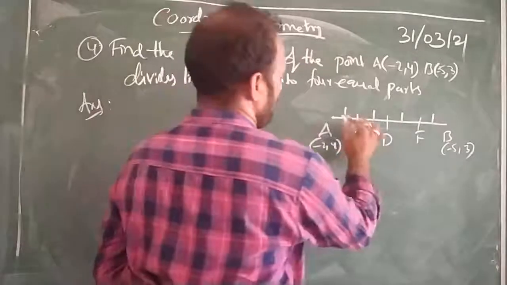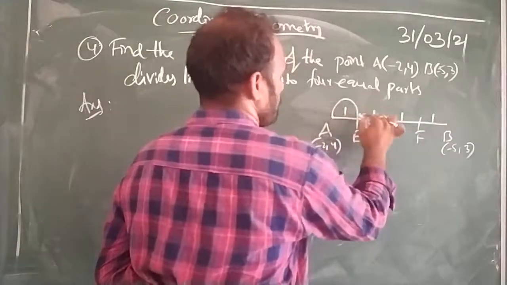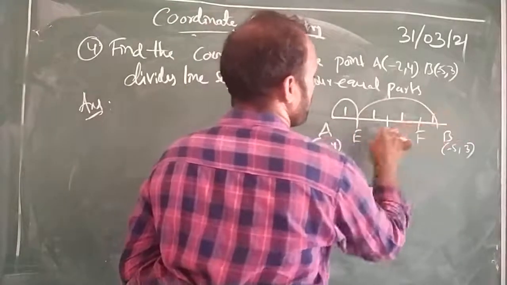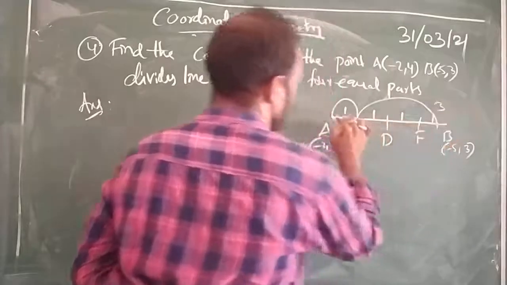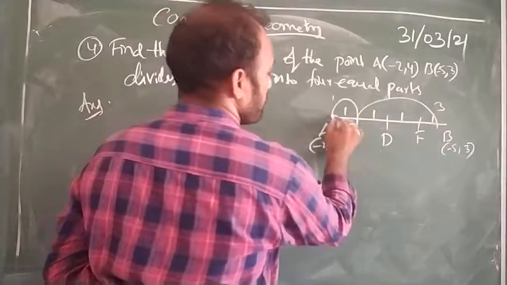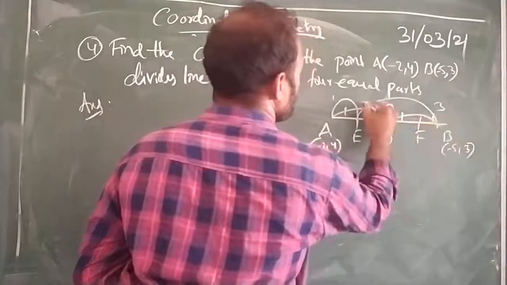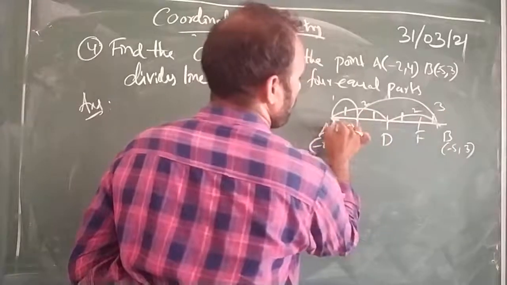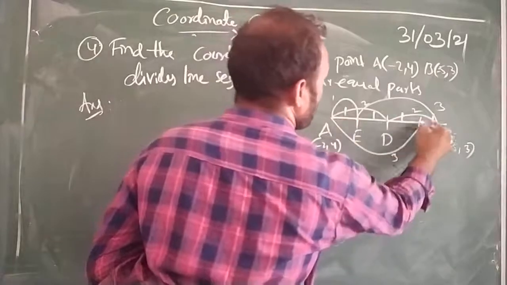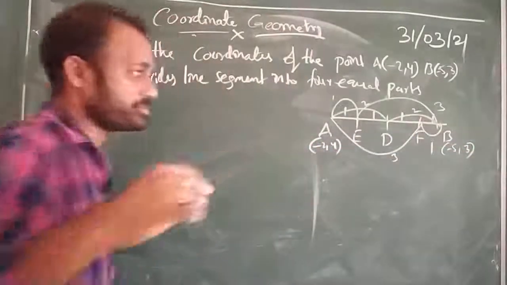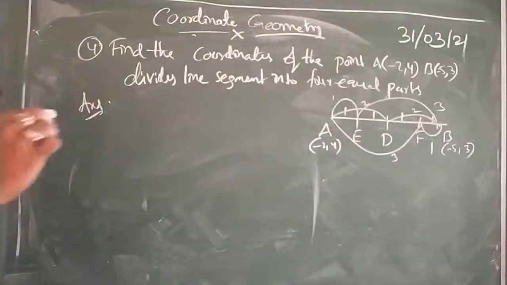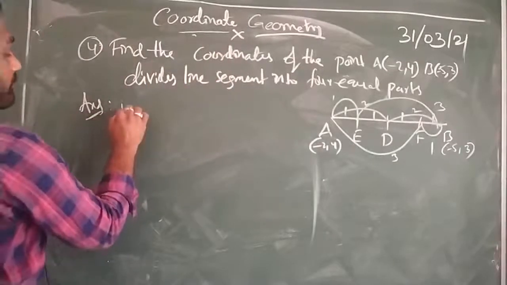Now if I want A, E, so A to E is 1 part and here 3 parts. So the answer is 1:3 ratio. If I want D, A to D and D to B, so 2 parts. If I want F, A to F is 3 and F to B is 1, so 3:1. Now let us start writing.